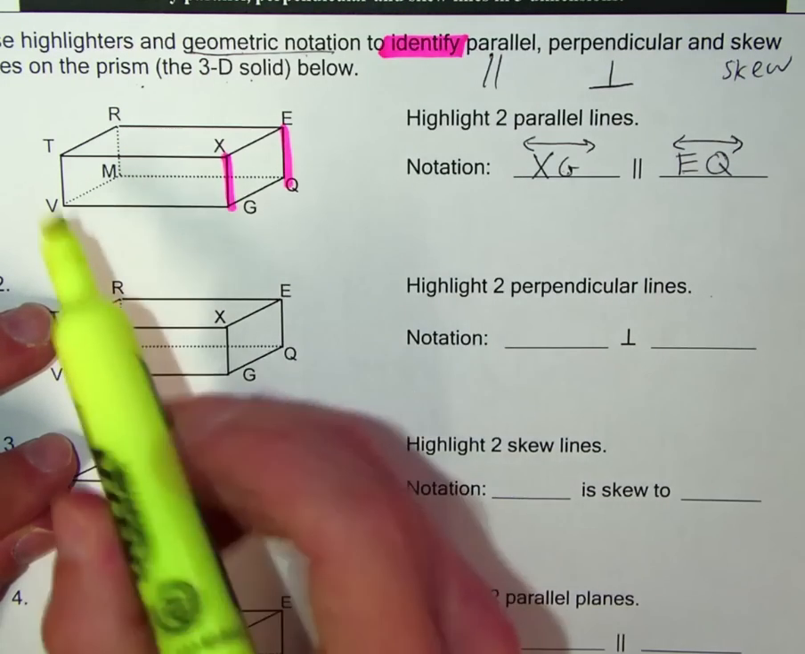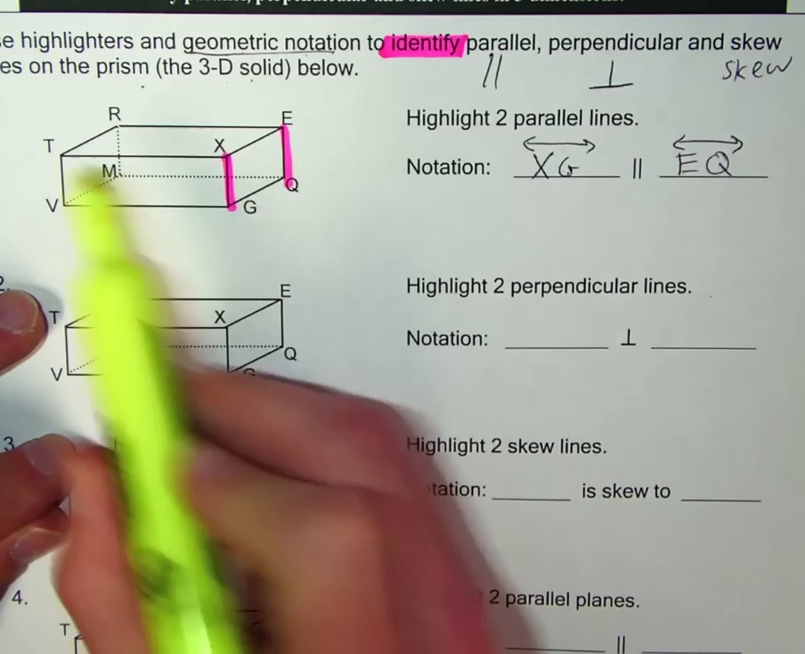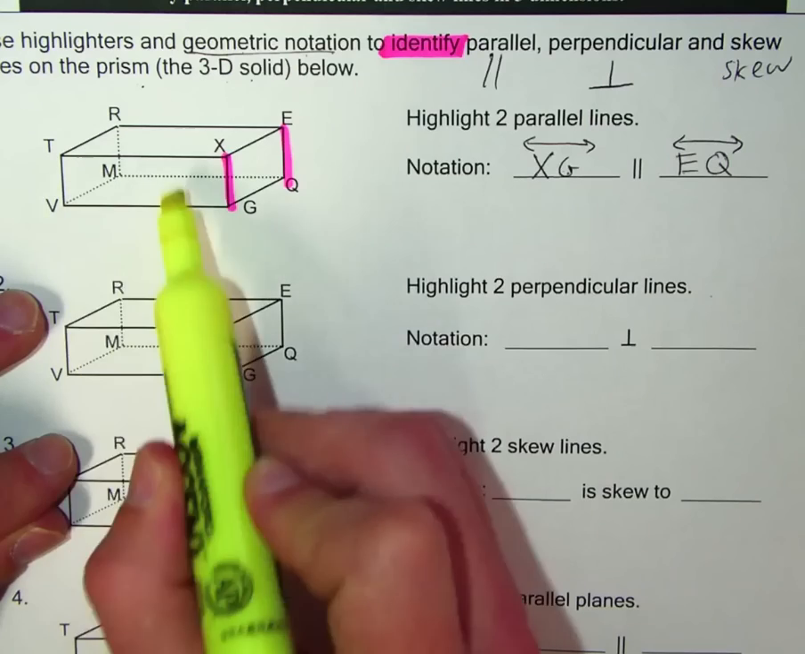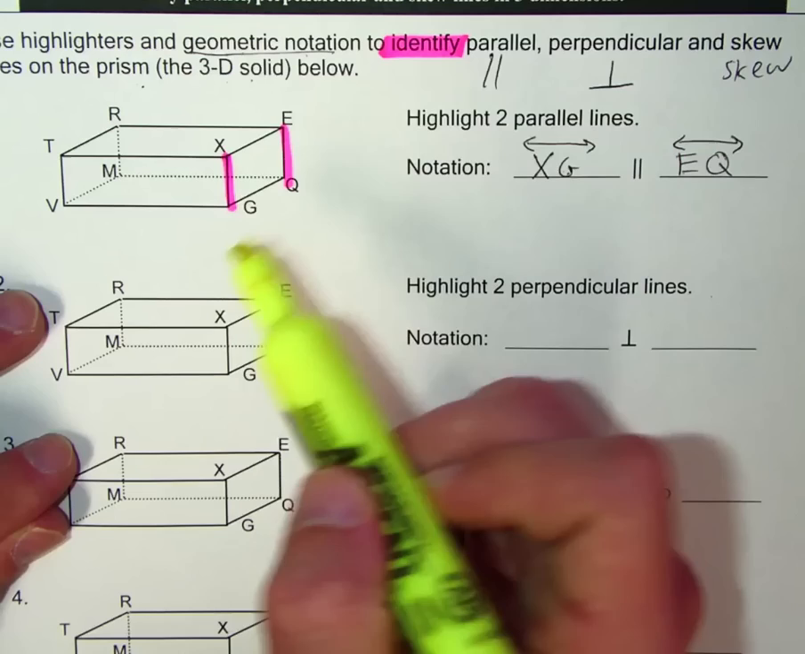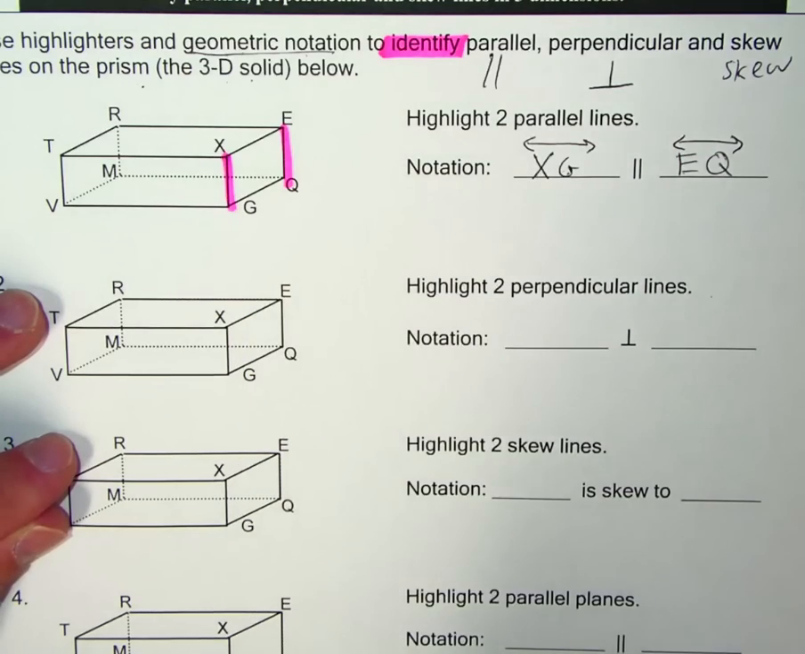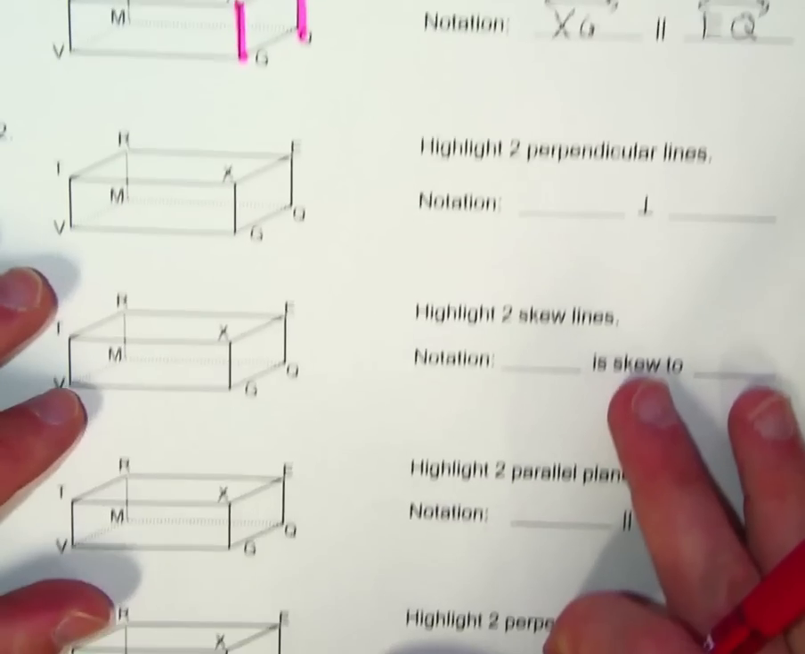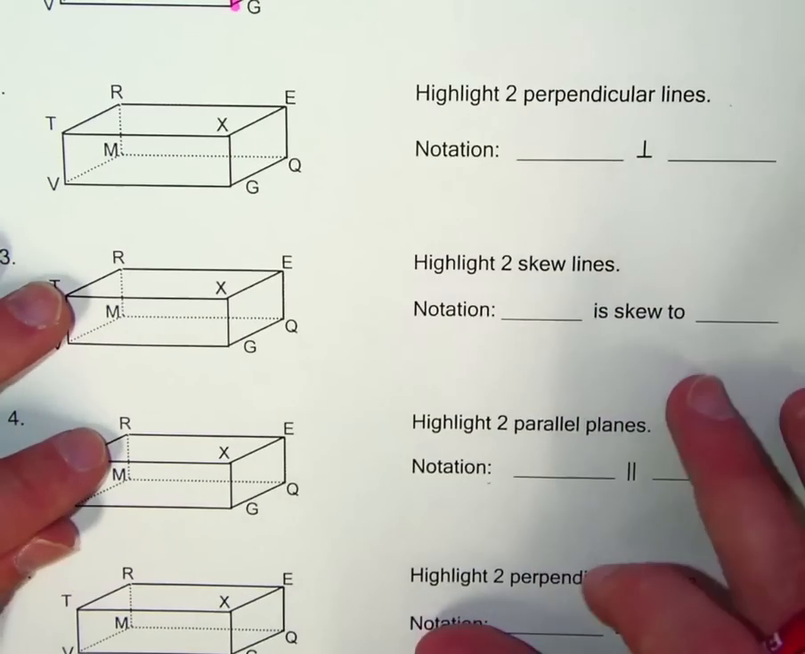Perhaps I could have gone with VG and TX. Notice they're in the front plane. Or how about TR and XE? They're in the top plane. Bunch of different examples. Let's go ahead and try perpendicular lines. If you want, hit pause and try it on your own.